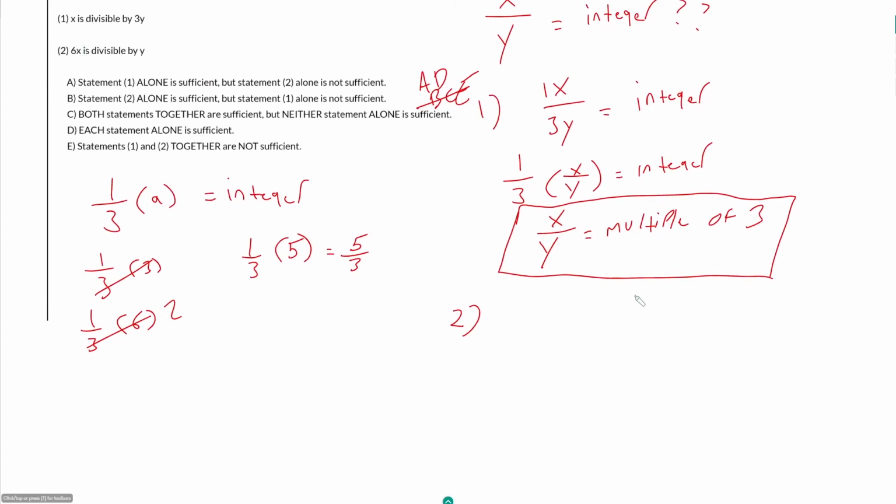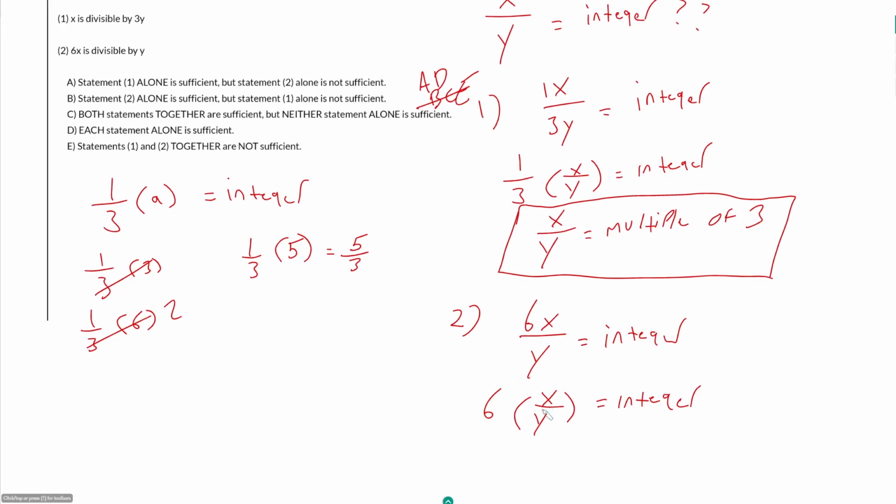So this says 6x is divisible by y. This means 6x over y is an integer. If we isolate our x over y, it's 6 times x over y equal to an integer. At this point, what most people say is, well, 6 times any integer is going to be an integer, so x over y can be any integer. Therefore, this is sufficient, and they would say the answer is D. But that is not true.